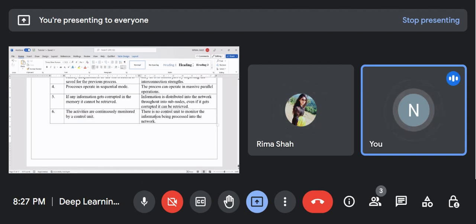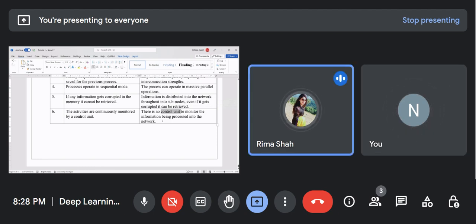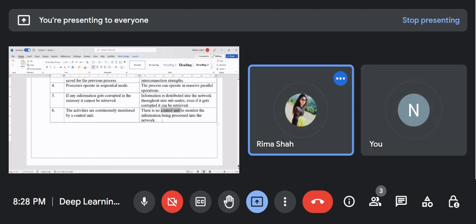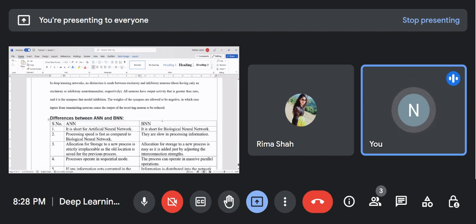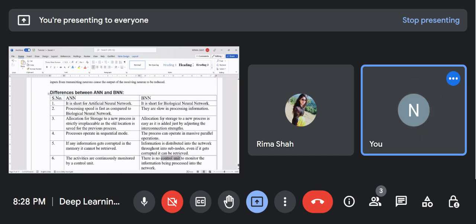We don't have any additional storage. There's no monitor actually. What kind of computation has been going on in the brain? There's no person who will be monitoring all this. Computation is going on, that we know, but what is the control? There's nothing like that present in your biological neural network. So this is the difference between your ANN and the BNN.